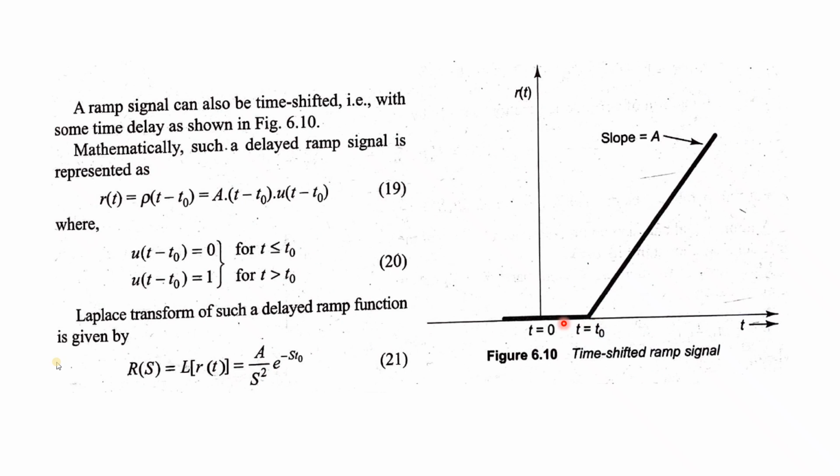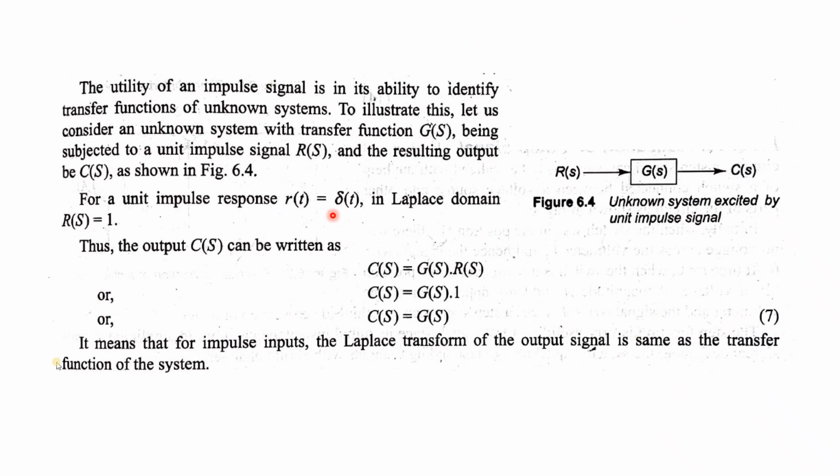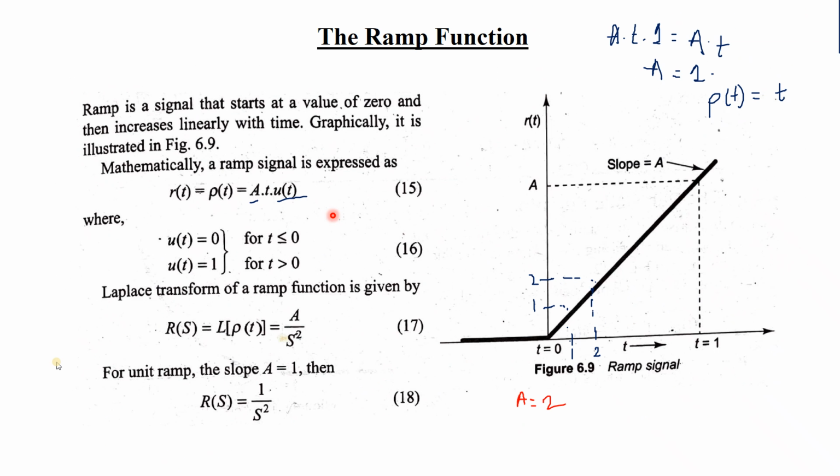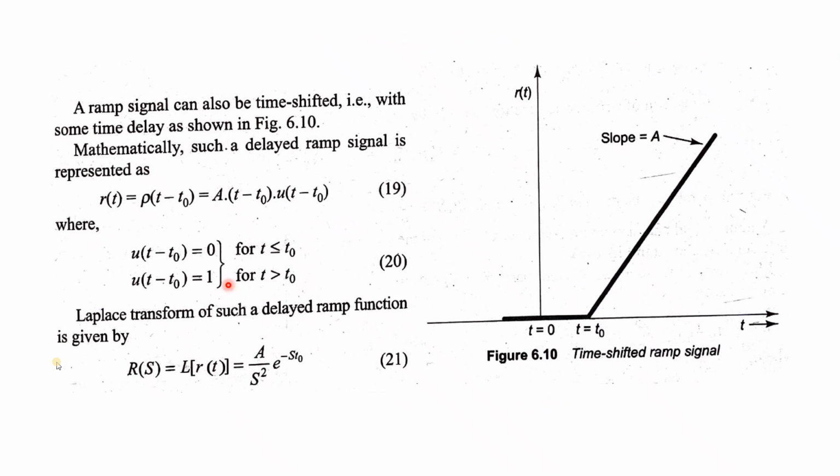Now there can be a shifted ramp also. That means you don't want the ramp to start at 0, you want to start at t0. The same thing over here, r(t) will be written as r(t minus t0), which equals a(t minus t0) u(t minus t0). You just replace t with t minus t0. Similarly for impulse also and for ramp also. And here also the Laplace transform will be a by s square e to the power minus s t0.